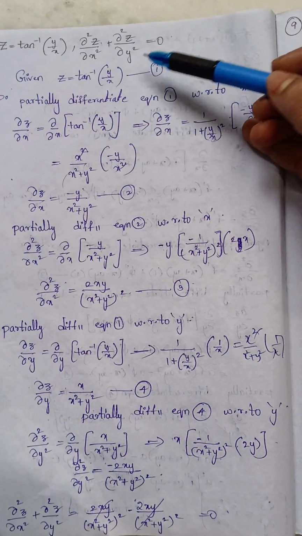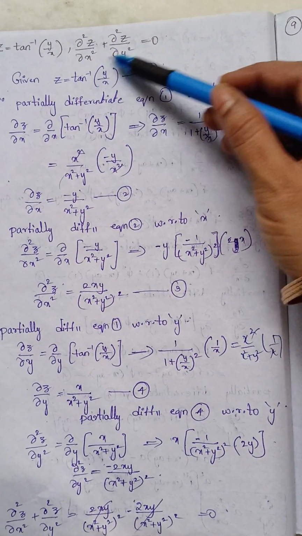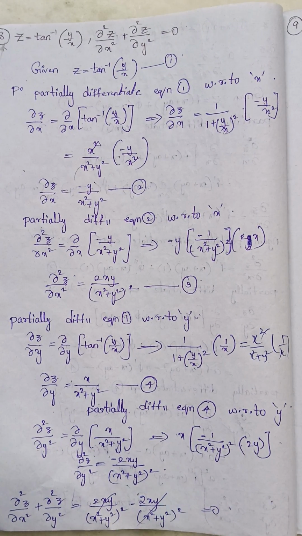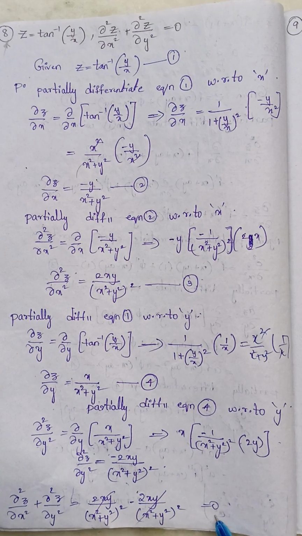Now adding, because in the question it is given the addition of these two. So add this and this. Then what will happen? Same with opposite sign, so it gets cancelled, and the answer will be 0.